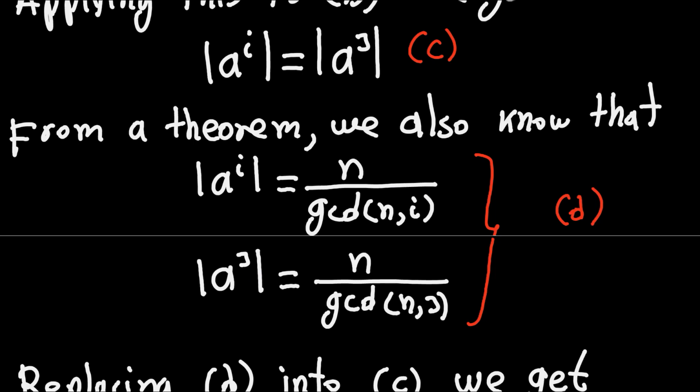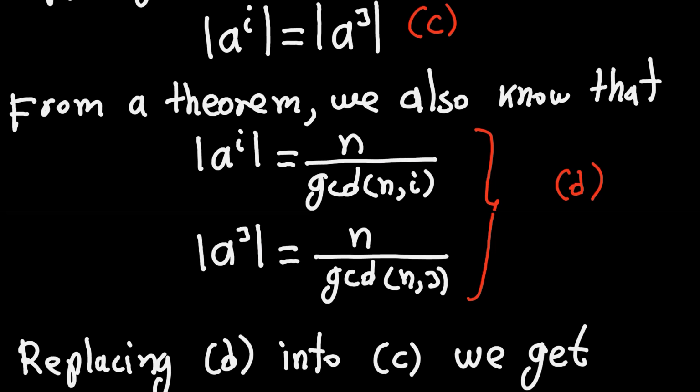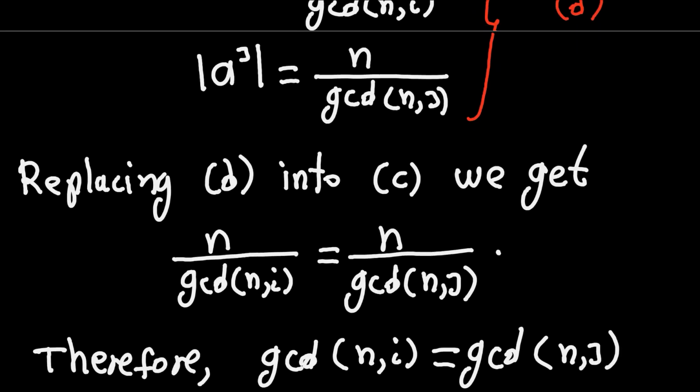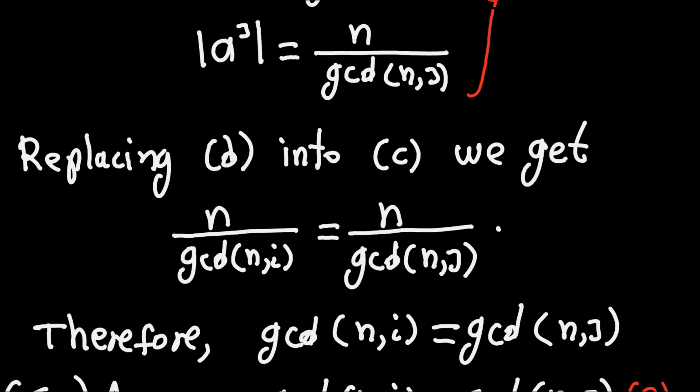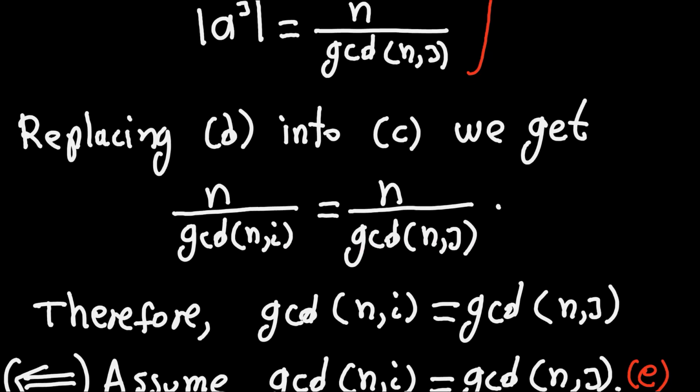So these two must be the same number. Replacing D with C, we get that n divided by the GCD of n and i is equal to n divided by the GCD of n and j. You can actually conclude from here that these two GCDs have to be the same. Why? Because with a little basic algebra, you can just cancel out the n and take the reciprocal. You will get that these two numbers are the same.